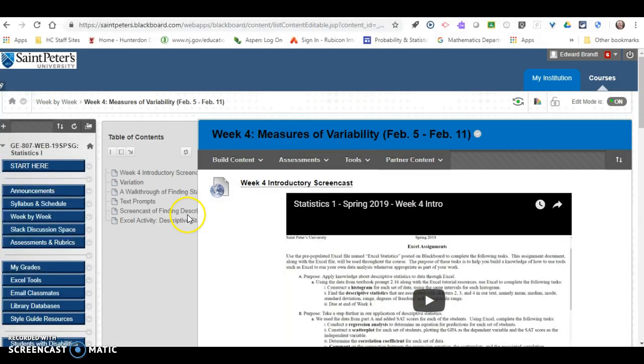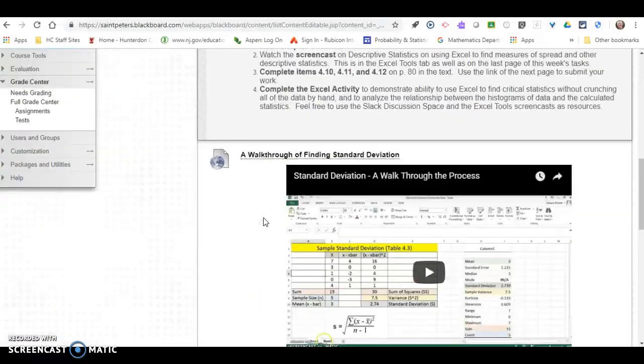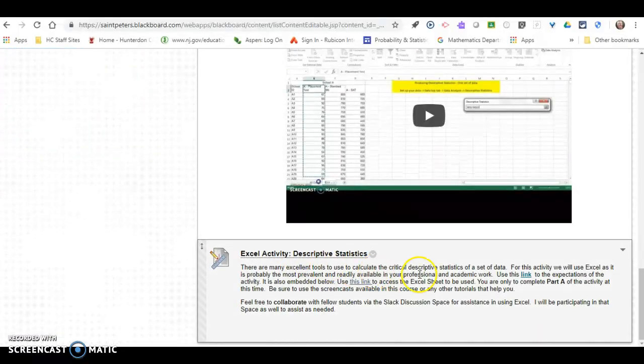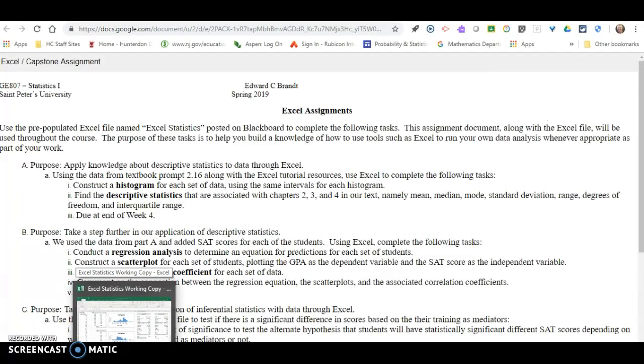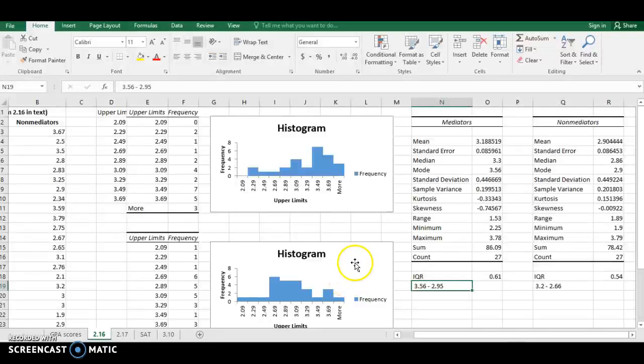I want to talk briefly about the Excel activity. One of the activities for week 4 was using this link that guided us to this Excel activity, part A only. And I bring this up because I just want to point out again that this document is going to be used throughout this course, as well as the set of data on that Excel sheet that came with it that I'm referring to on here. So for example, the data on this Excel sheet is going to be used throughout the course.